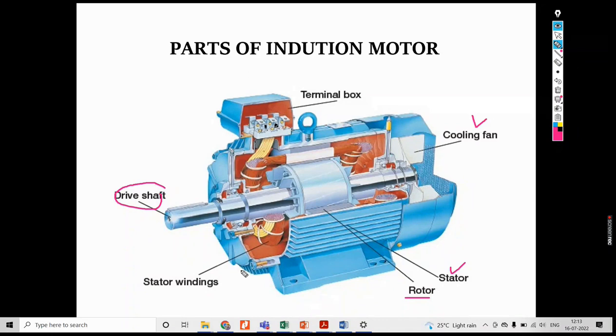Then there will be a cooling fan present. Then the stator winding will be there, which is connected to the power supply from the terminal box. This is the representation of the induction motor, but it is not required to draw this diagram. I have used the line diagram. That line diagram you can practice. That is more than enough.